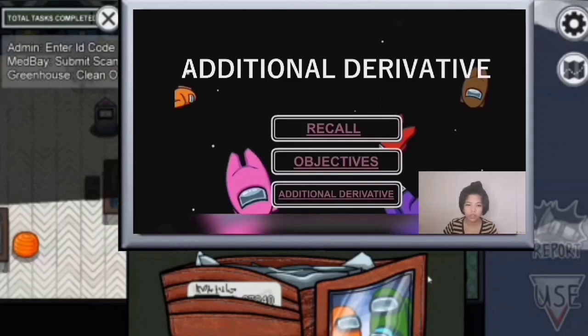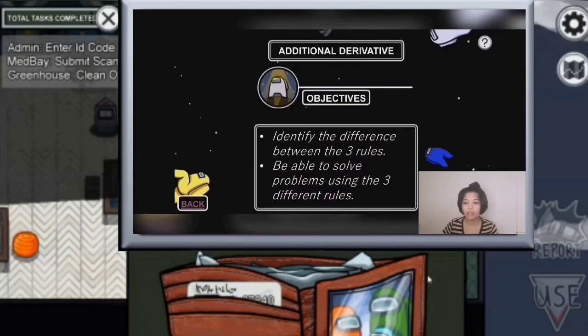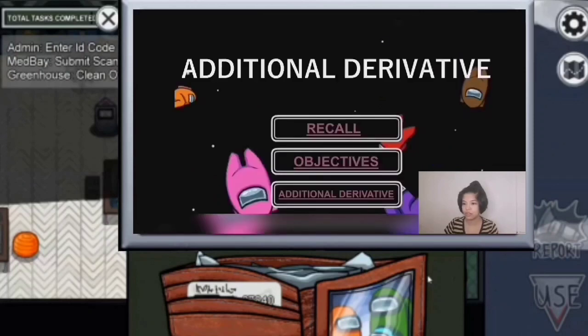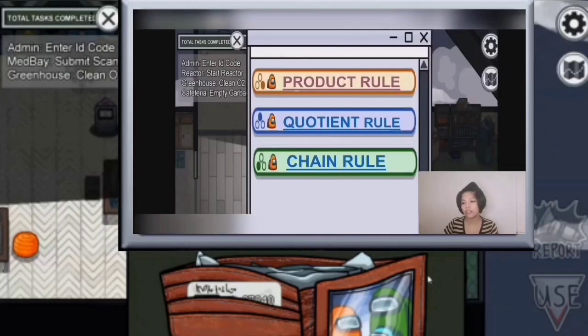So, our lesson has 2 objectives. Those are to identify the differences between the 3 rules and to be able to solve problems using the 3 different rules. So additional derivative has 3 different rules, which are the product rule, the quotient rule, and the chain rule.